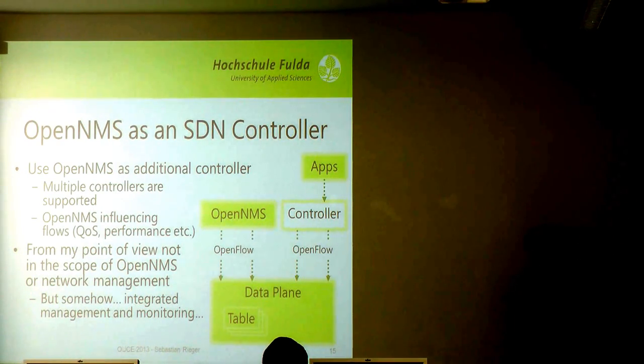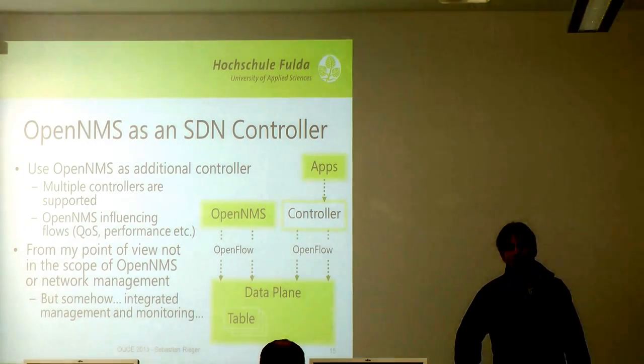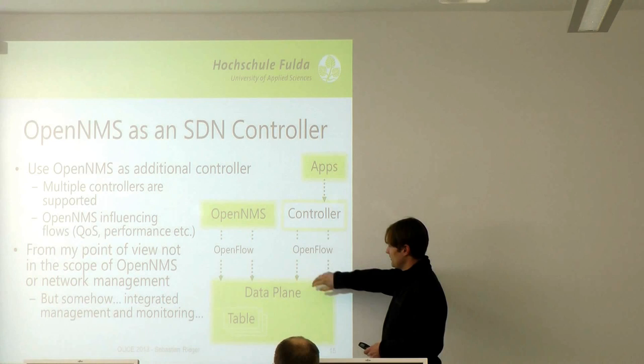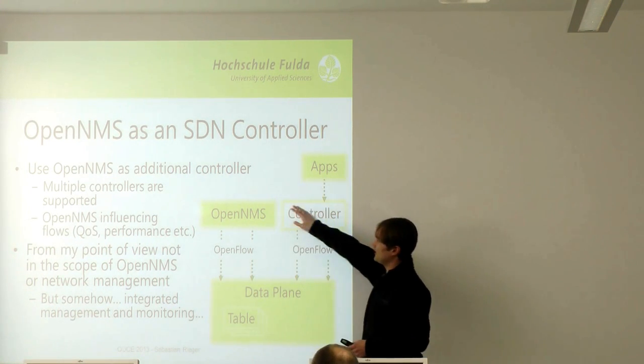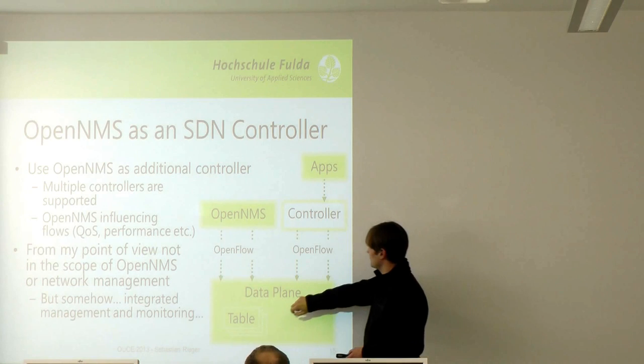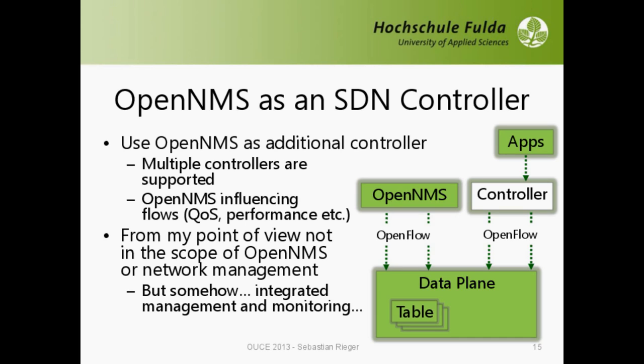Another interesting thing to take a look at, for those of you who are willing to experiment with new ideas or technologies, might be to implement a separate controller which is based on or connected with OpenNMS, because, like I said, you can use multiple controllers for one device. So one controller, like the OpenNMS controller, manages this table, and the other controller manages another table. So you get things like network slicing or managing configuration for different layers of your network, for example. But from my point of view, again, this is not really in the scope of network management.